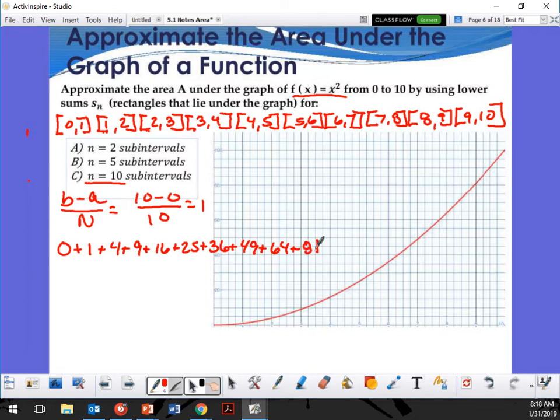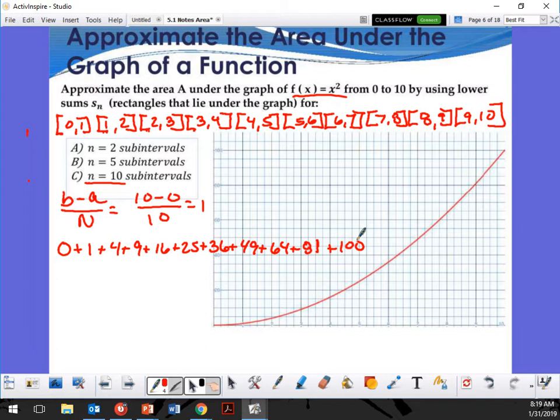And f of 13, 169. Okay, I'm just making sure you're paying attention. All right, so f of 10 is 100. There we go. Now it's just the sum of all those. I said that just to see if he's paying attention.